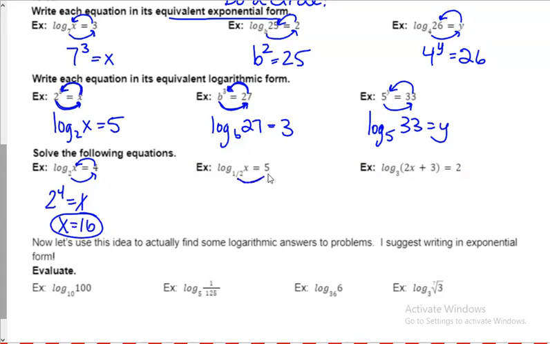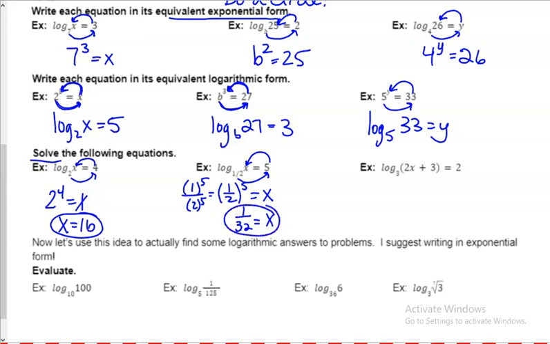Again, take the base to the power equals this value. So 1/2 to the 5th power is equal to x. Well, if I'm solving for x, which is what we do when we solve an equation, I'm going to now simplify this by taking 1/2 to the 5th, or there's a property with exponents that says I can take 1 to the 5th and 2 to the 5th. I can split that up. So 1 times itself 5 times is 1. 2 times 2 times 2 times 2 times 2 is 32. So x here is going to equal 1/32.